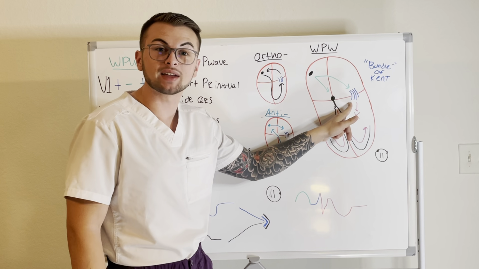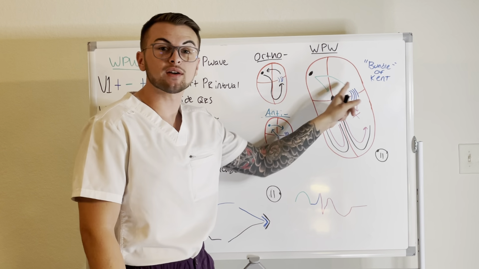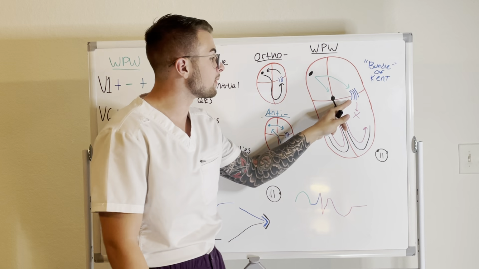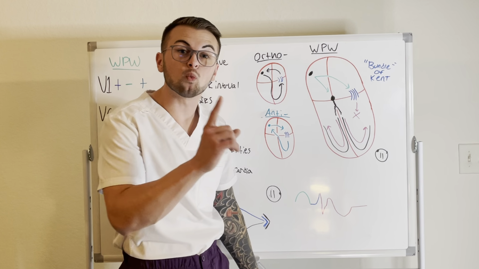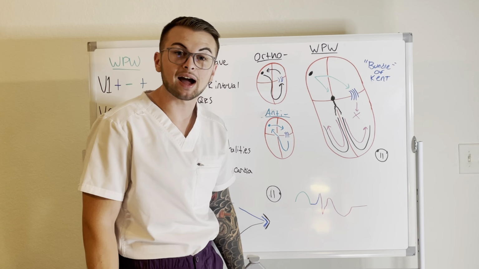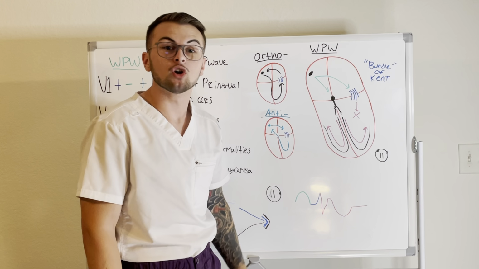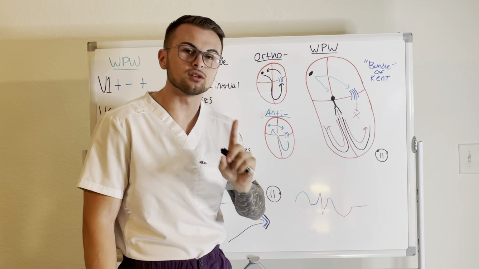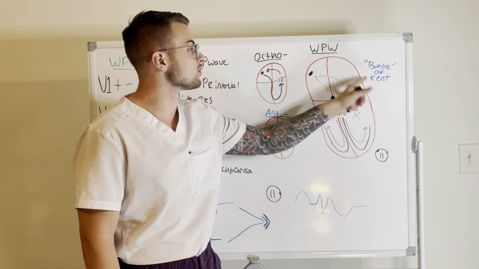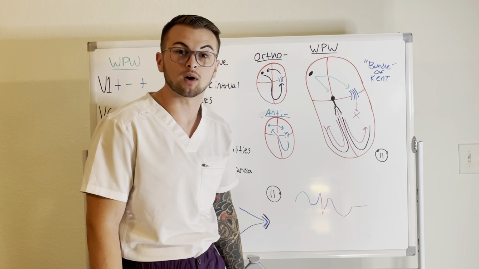So this bundle of Kent can be located in various places, but the commonality is that it connects the atria to the ventricles in a way that the normal electrical pathway of the heart is altered. Remember that the James fibers are associated with LGL syndrome, while the bundle of Kent is associated with Wolff-Parkinson-White.